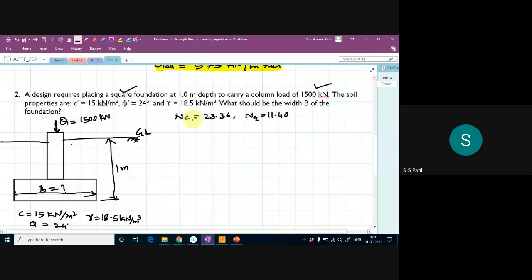These values will be given in the examination, so don't worry how I'm getting these. They will give you in the problem statement itself. Since I have not typed them here, I am writing here: Nc is equal to 23.36, Nq is 11.40, and N gamma is equal to 7.08. So what should be the width of foundation they are asking? For the square footing, what is the Q ultimate?